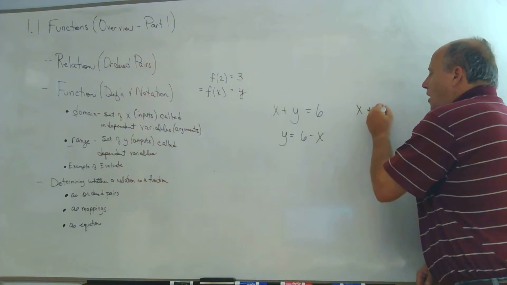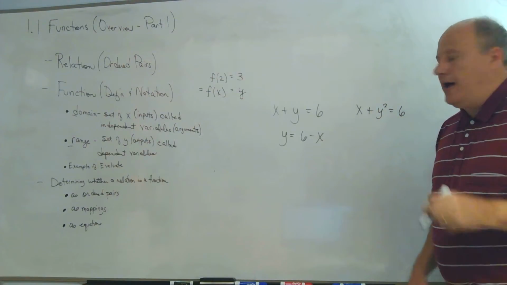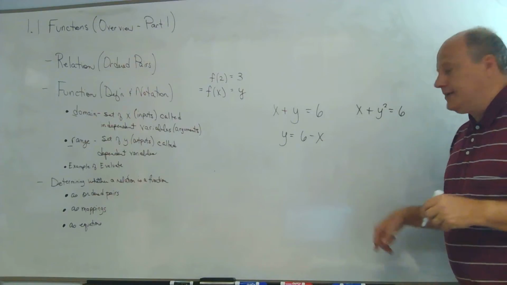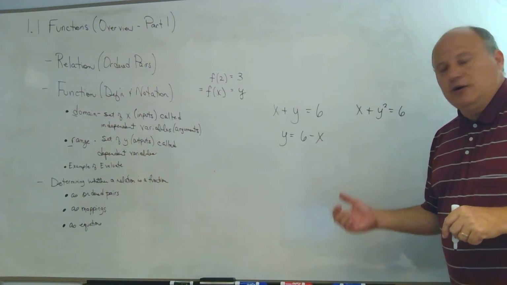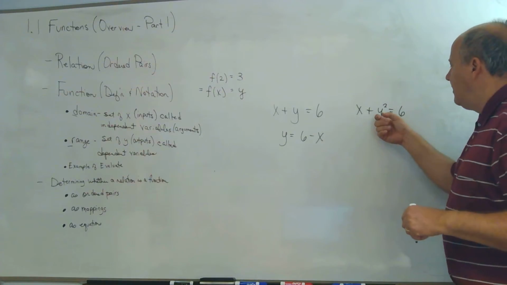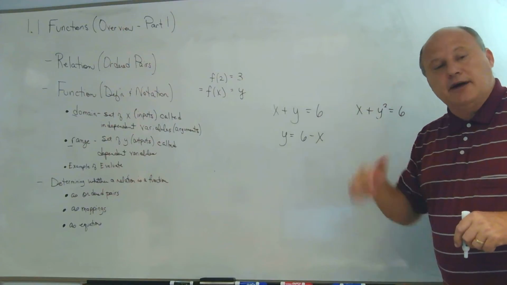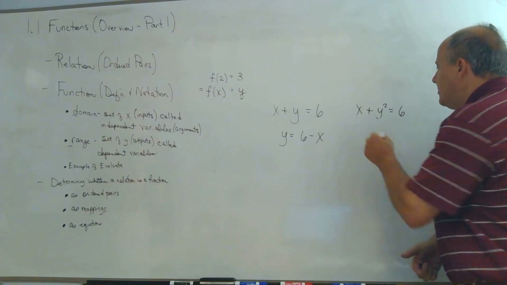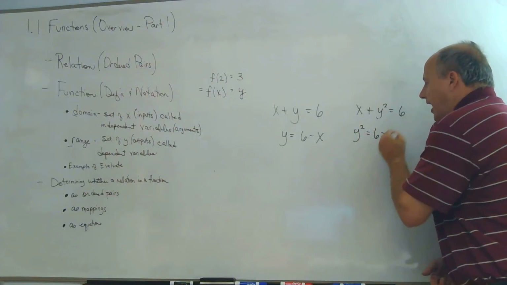x plus y squared equals 6. Now, if you put a number in for x, let's say 0 or 1 or whatever you want, and then move it over here and take the square root of it, you get the plus or minus. So here's the equation. This is how you write the equation. y squared equals 6 minus x.